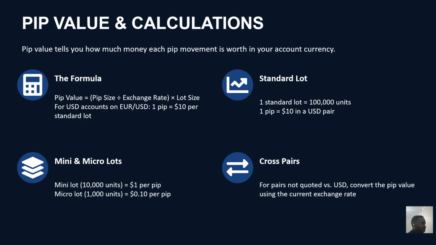Mini and micro lots. A mini lot equals 10,000 units, which is $1 per pip. A micro lot is 1,000 units, which is $0.10 per pip. Cross pairs: what do we mean by cross pairs? Cross pairs are the exotic pairs, pairs like USD/rupee and all the other pairs. For pairs not quoted versus USD, convert the pip value using the current exchange rate.